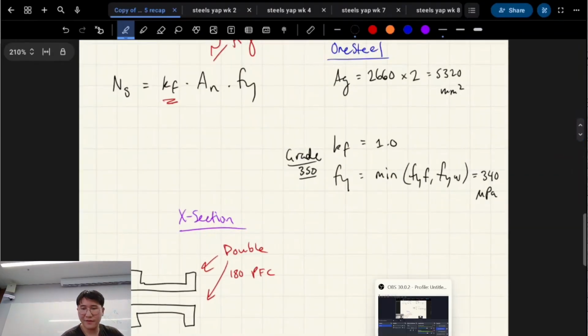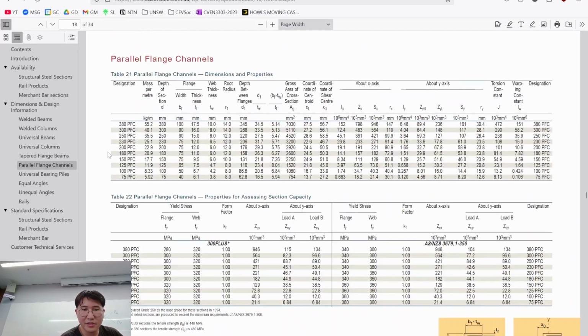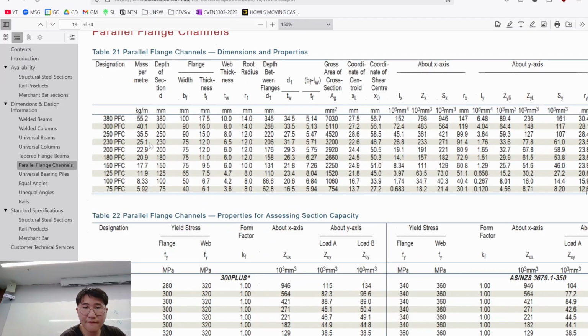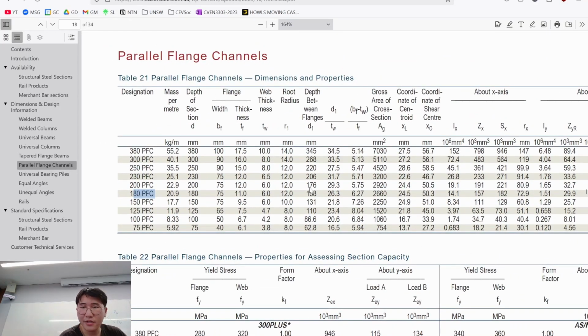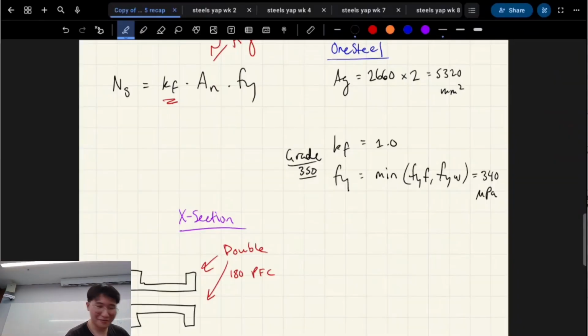So when you're dealing with, I'm going to pull up One Steel again. We're doing parallel flange channels, and it was a 180. So yeah, we can find the gross area there and all that. The thing is, before we were dealing with equal angles, right? So you didn't have to differentiate equal angles by flange and web. Now we have a flange and we have a web, right?